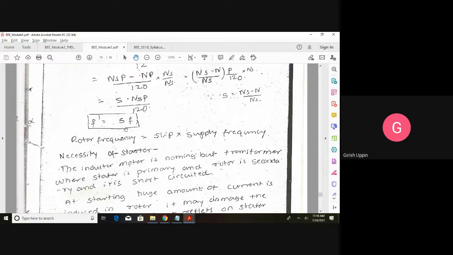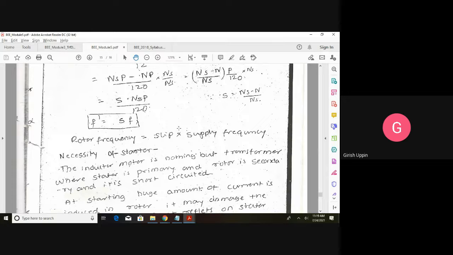Then what happens? Let us say the motor is running at 1400, and 1500 is the synchronous speed. So what would be the slip? It is Ns minus N divided by Ns, that is 1500 minus 1400 divided by 1500, right? So it is 100 by 1500.